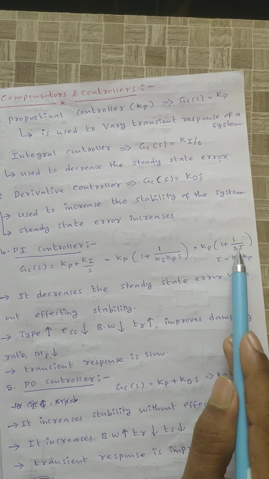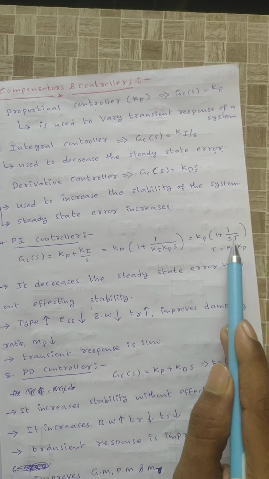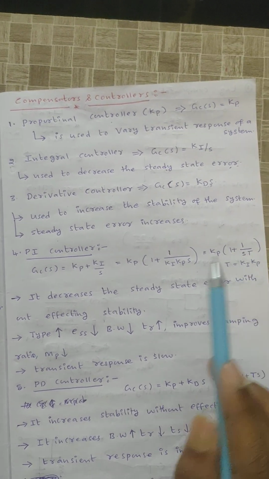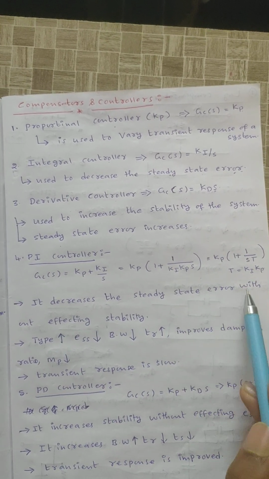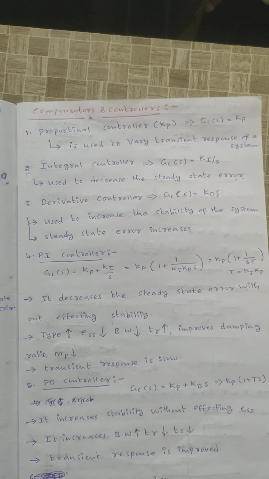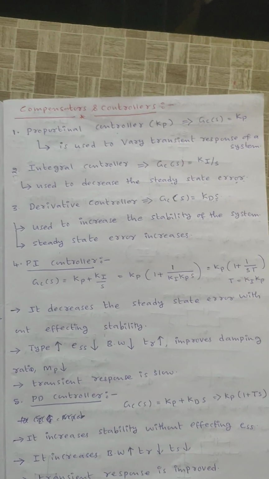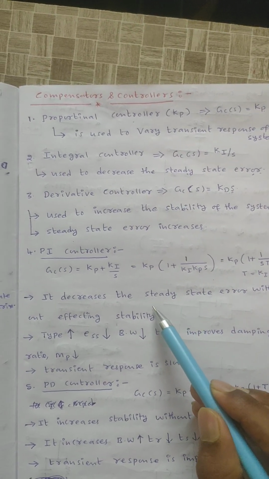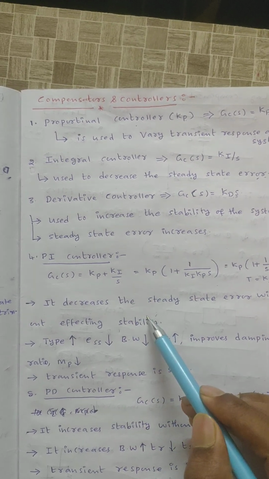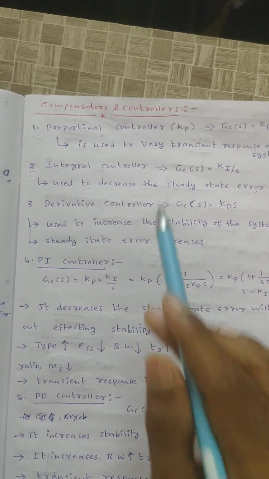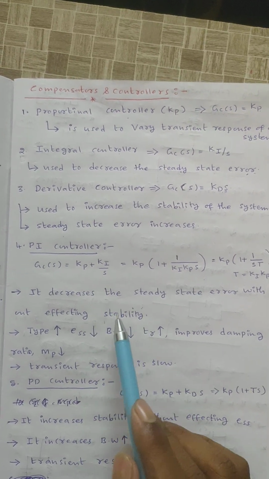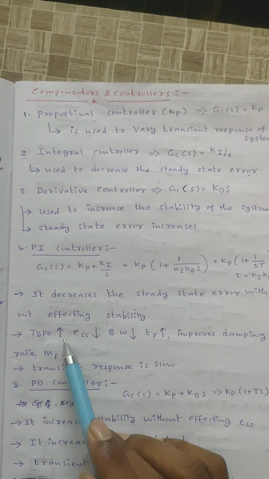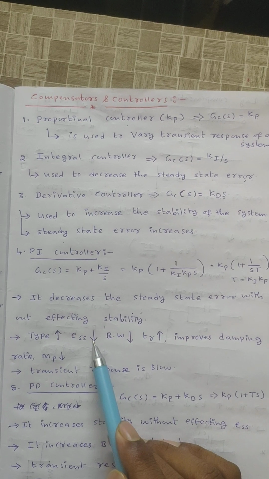Okay, if I simplify this equation, the numerator has 1 s and the denominator also has 1 s, right? That means, because of this pole, it decreases the steady state error without affecting stability. That is the advantage of the PI controller, the proportional plus integral controller. Because of this PI controller, the type increases, right? When the type increases, the steady state error reduces.